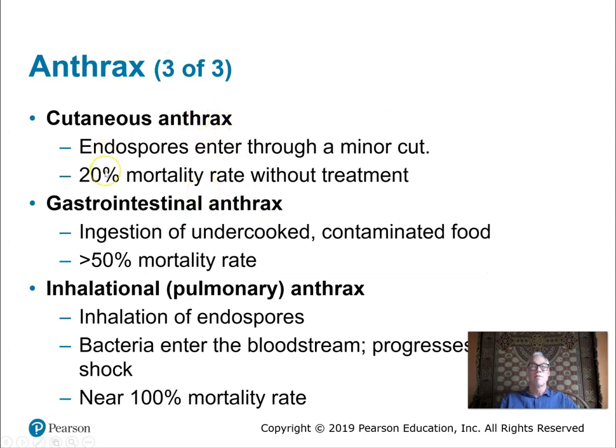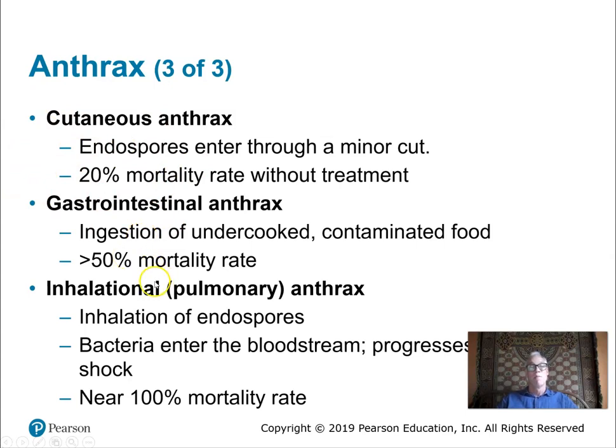Cutaneous anthrax: if you get a sore, it'll form an ulcer in the skin with a black scab on it. It has about a 20% mortality rate without treatment. But of course, if you get a large ulcer on your skin, you're going to get something done about it in this country anyway. Gastrointestinal anthrax, if you eat some contaminated beef, for example, has about a 50% mortality rate.